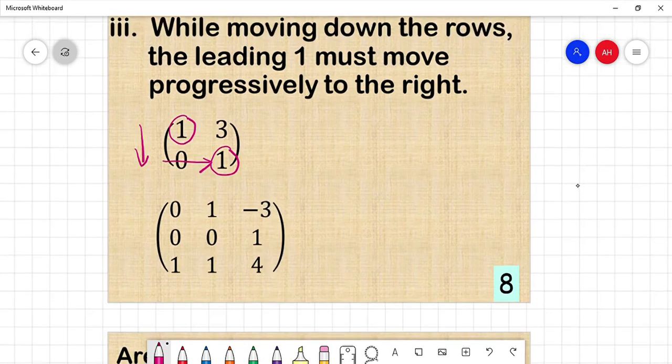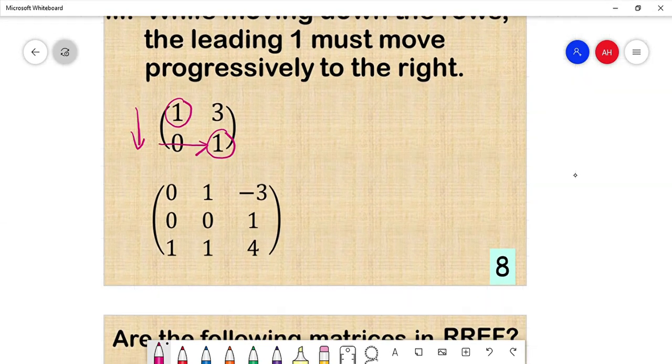Now, for the second matrix here, let's check whether the leading one is progressively to the right. The leading one for the first row is this one. The leading one for the second row is this number. And the leading one for the third row is this number. You see the position of the leading one for these rows, they are not progressively to the right. We have to make some adjustment here, move the rows around, see what happened.